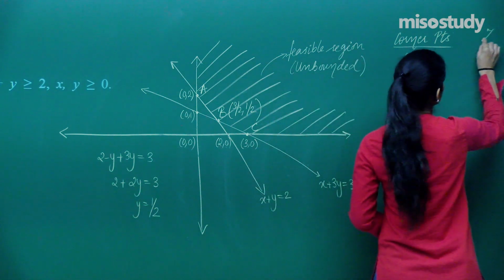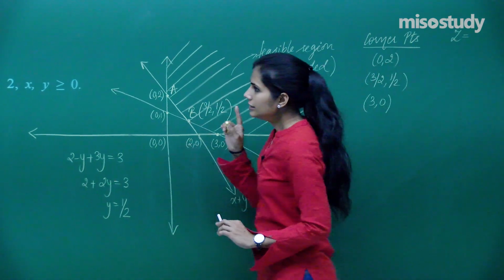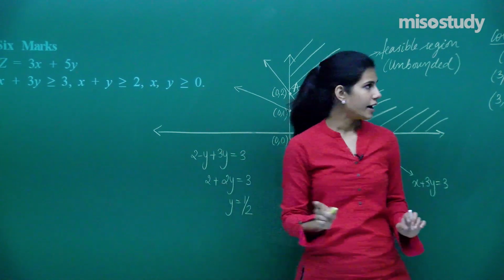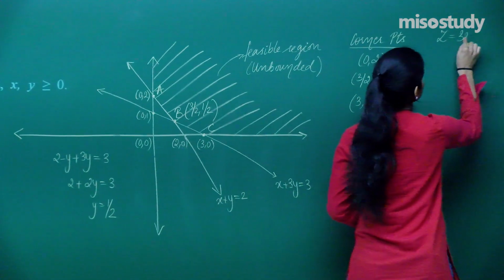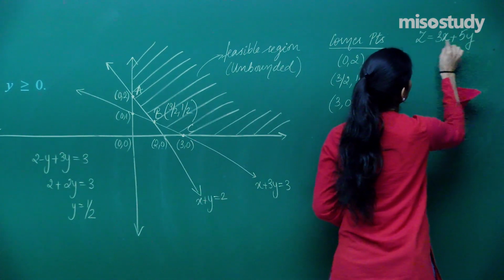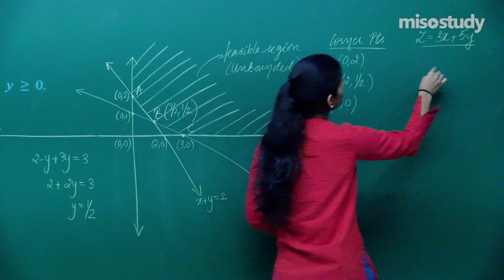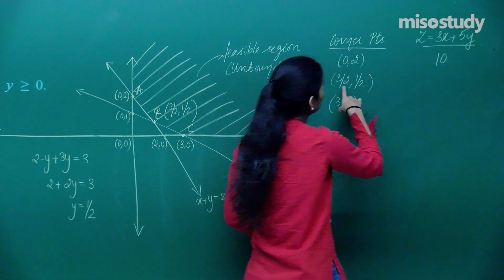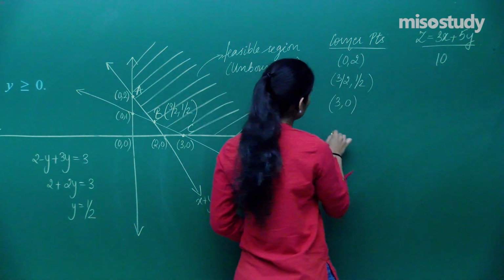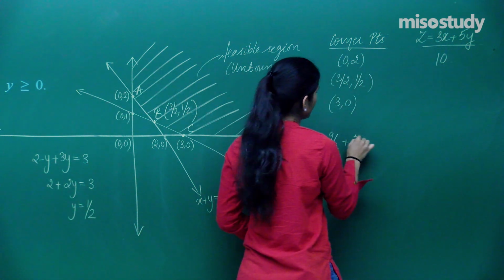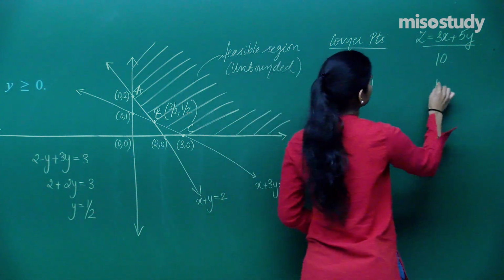Z is what? 3x plus 5y. When you put x equals 0, plus 5 into 2, so this comes out to be 10. 3 into 3 by 2, that is 9 by 2, plus 5 by 2, 14 by 2, that is 7.